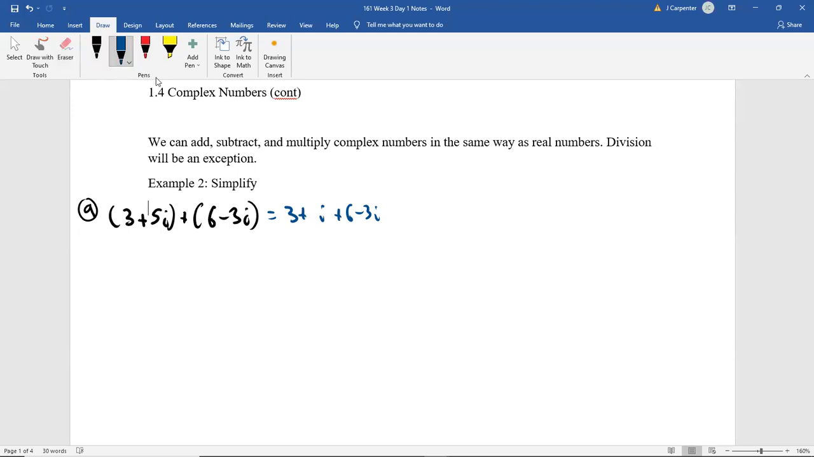That's an unnecessary step for a lot of people, but if you want to rewrite it, you can. And then you just combine like terms. 3 plus 6 is 9. 5i minus 3i, just think of that as 5x minus 3x would be 2x. So that's plus 2i, and that's our answer.